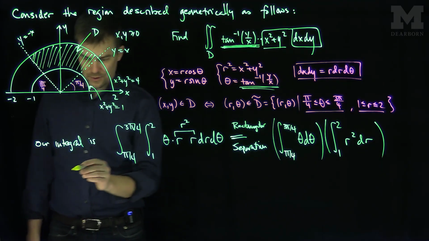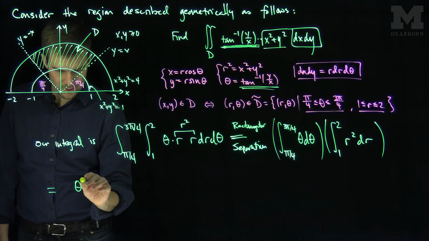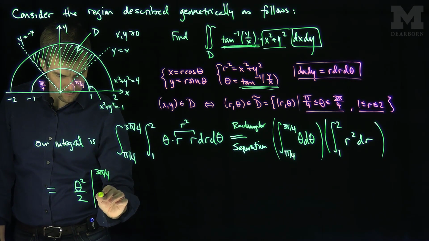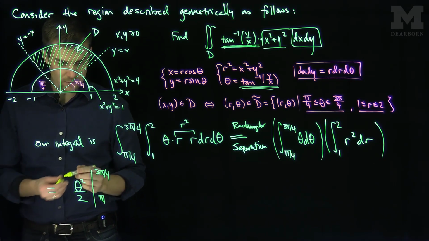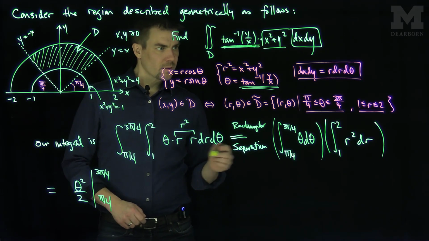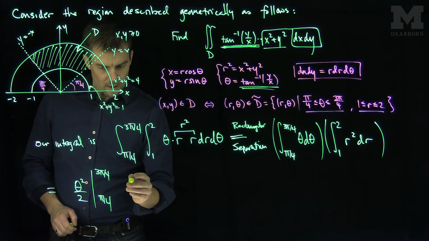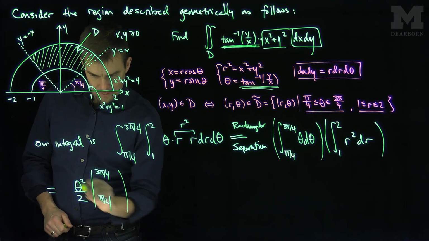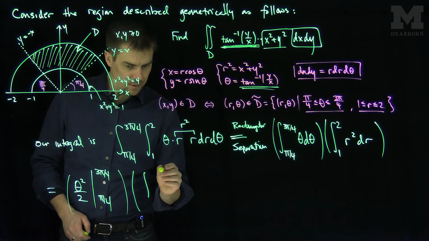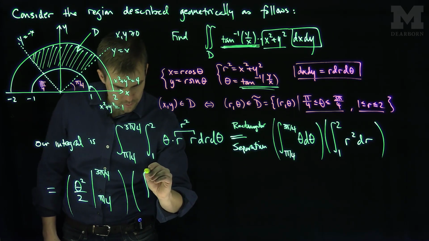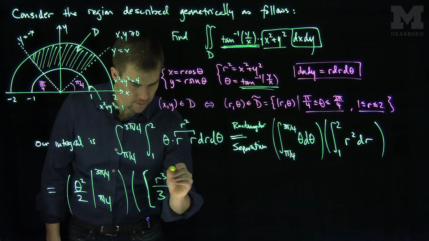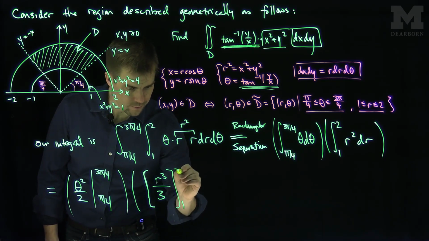Now perform both these integrations. So I'll have theta squared over 2, evaluated from pi over 4 to 3 pi over 4, times r cubed over 3, evaluated from 1 to 2.